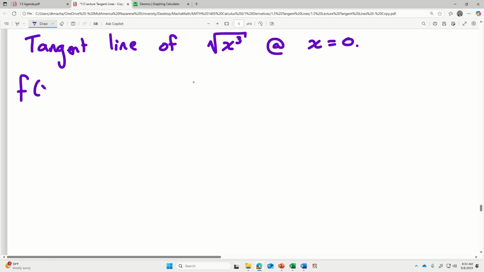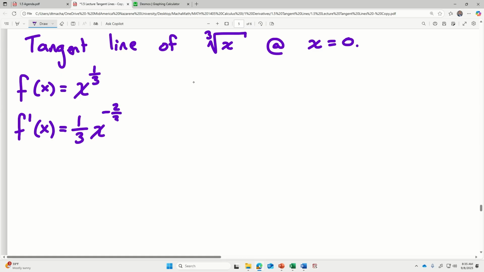So the original function I'm given is x cube root, sorry, I miswrote it. The 3 should be right here. The cube root is the same thing as x raised to what power? 1/3. And when I take the derivative, what's the derivative of x to the 1/3 power? 1/3 x to the negative 2/3. Perfect. 1/3 times x to the negative 2/3. That's just the derivative power rule.